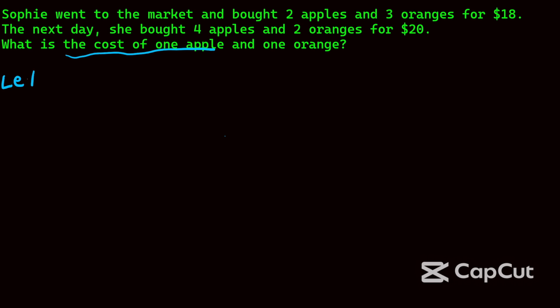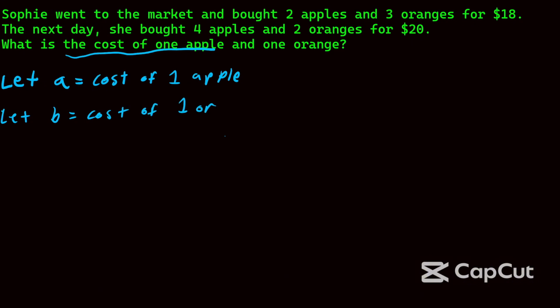So I'm going to make it a little bit easier. Let A equal the cost of 1 apple. Great. And then let B, I'm not going to use O because O looks too much like a 0, equal the cost of 1 orange. Cool. So we have our variables down. Let A equal the cost of 1 apple and let B equal the cost of 1 orange. We're 75% done. All we have to do is write our system.